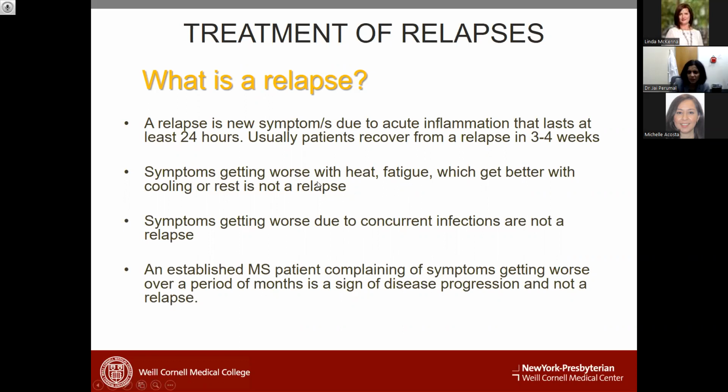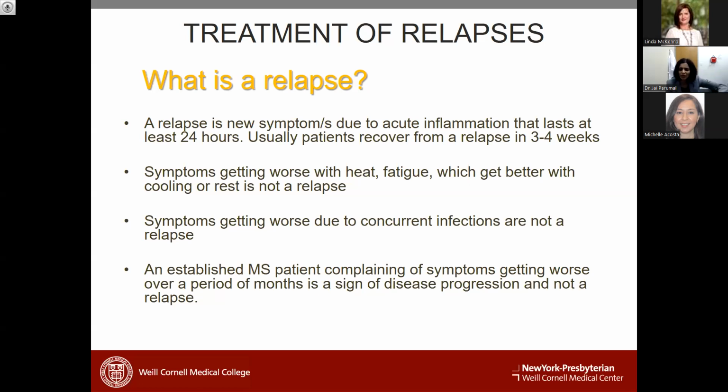One is symptoms that get worse with heat, humidity, fatigue, stress. They are not relapses. So patients with MS have very poor heat tolerance. So when it's hot and humid, especially 3 or 4 weeks ago, a lot of our patients came in complaining that their MS symptoms were worse. Patients who are very fatigued, patients who are stressed. The reason to distinguish that is if you just give them steroids, it's not going to take care of it.